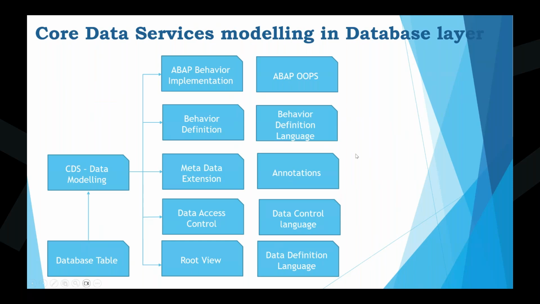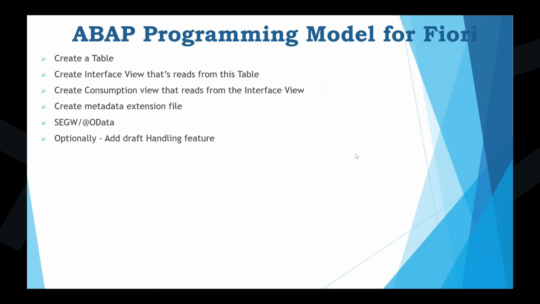Perfect. Next. Before coming to RAP, we used to have the ABAP programming model on Fiori, where we used to create a table and an interface view that reads from this table. Then we created a consumption view that reads from the interface view. It is a CDS view. We also wrote the metadata extension with the UI annotations, then registered the OData service in SEGW and /IWFND/MAINT_SERVICE, and consumed it in the Fiori apps. So this is the old approach.